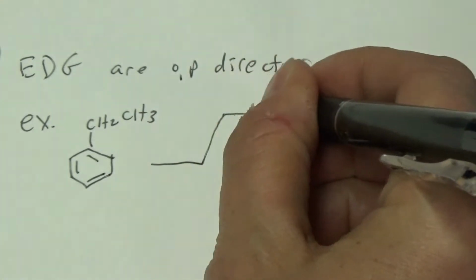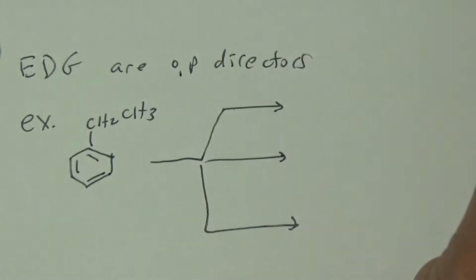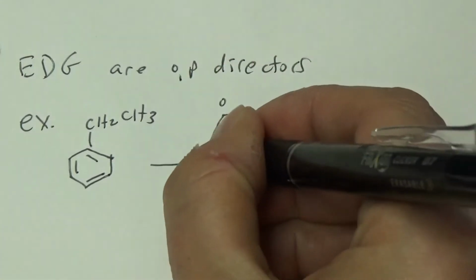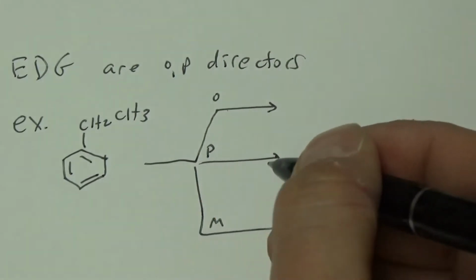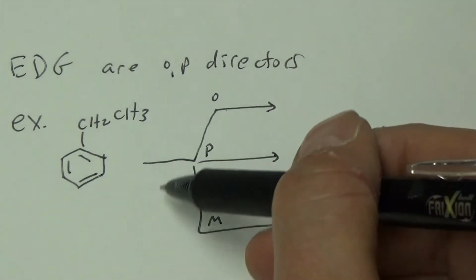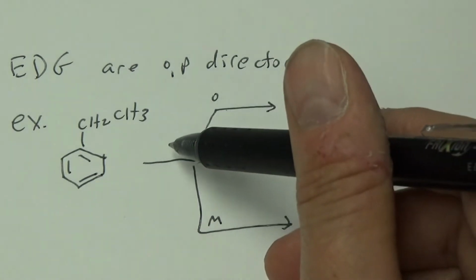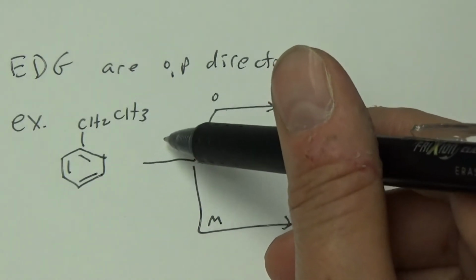So we're going to show those three situations again. We're going to show ortho, para, and meta. And what electrophile should we use? Because remember, this goes back to chapter 15: what are the reactions we know about?